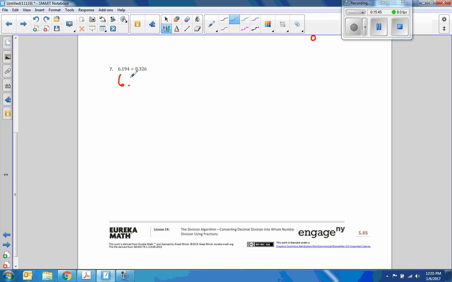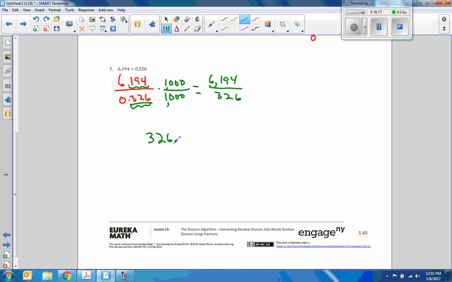Okay, one more. Step 1, 6.194 divided by 0.326. I now have 3 decimals in the denominator, so I'm going to multiply by 1,000 over 1,000. And that is going to move each decimal 3 places. 1, 2, 3 would give me 6,194 over 326. So that's what we're dividing by, and we're dividing 6,194 by 326.